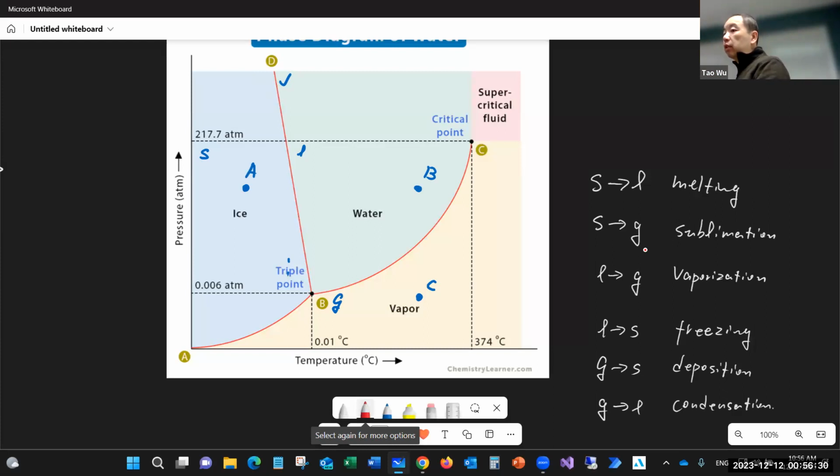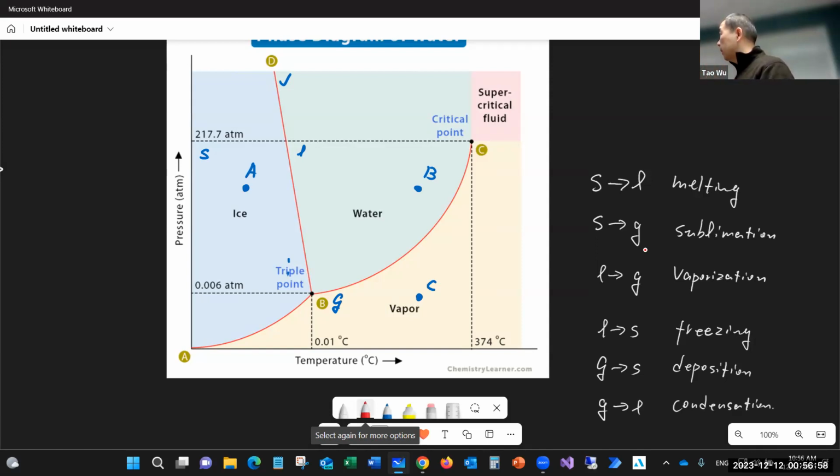If you go from C to A, what are you going to do? You need to decrease the temperature and also decrease the pressure, right? Then you can go to A. So generally, this is the meaning of the phase diagram.